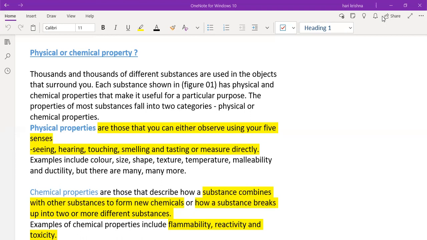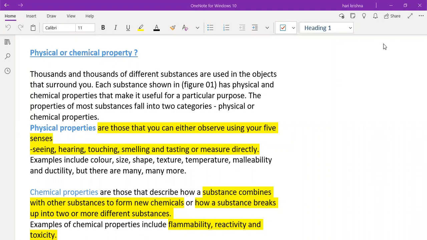Already it is there on the screen, right? Check it. It is showing that physical properties are those that you can observe by using five senses: seeing, hearing, touching, smelling, and tasting, or which are measured directly. But below that examples are there. Can you see that one? Examples include color, size, shape, texture, temperature, malleability, and ductility.